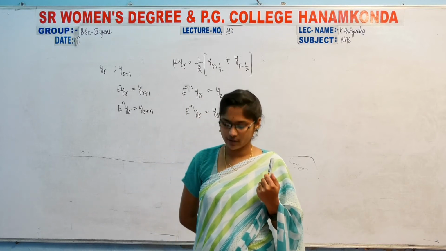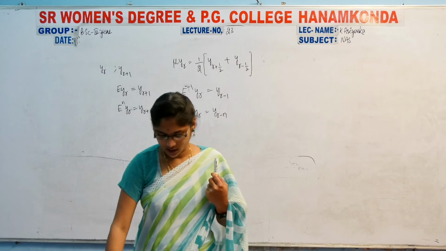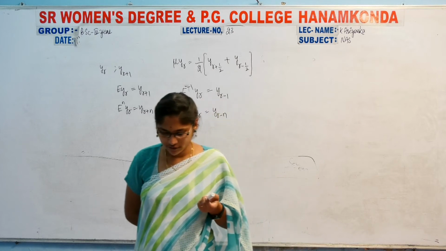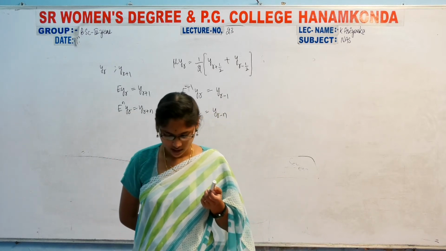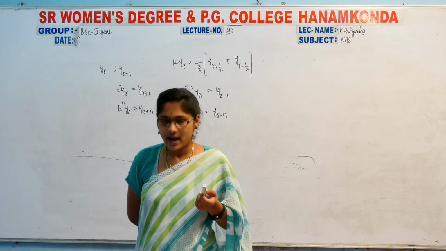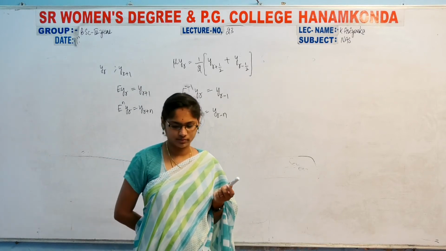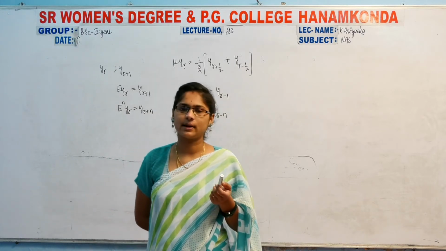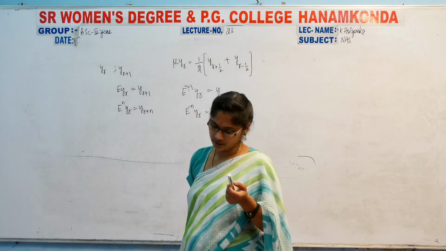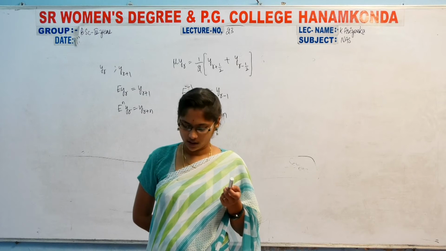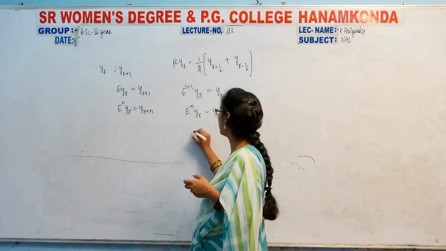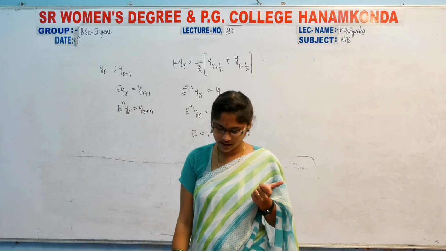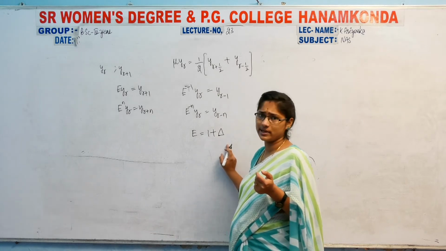Here I said separation of symbols. Now write down the next point. The separation of symbols means separating the effect of capital E into powers of delta, that is, E is equal to 1 plus delta. You have to remember this one. E is equal to 1 plus delta.